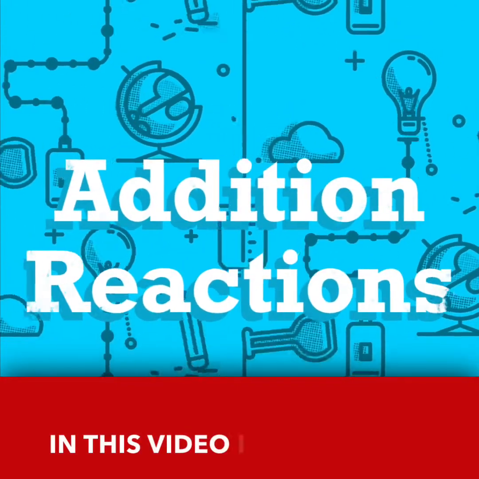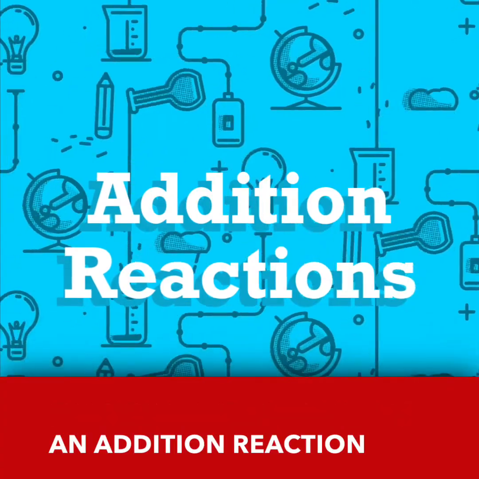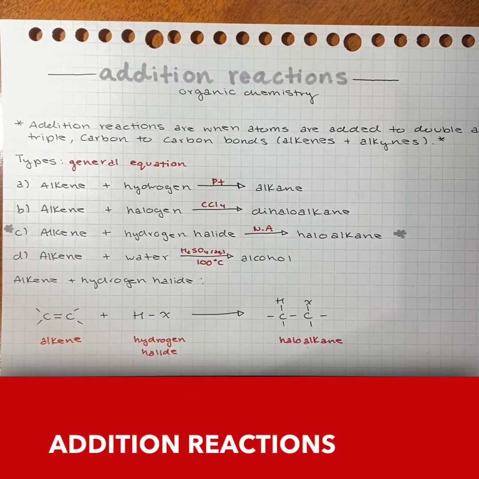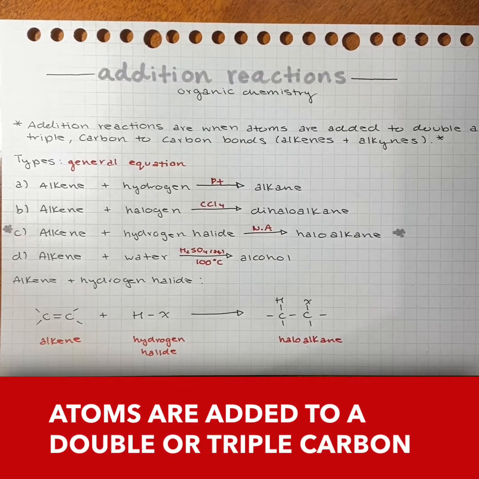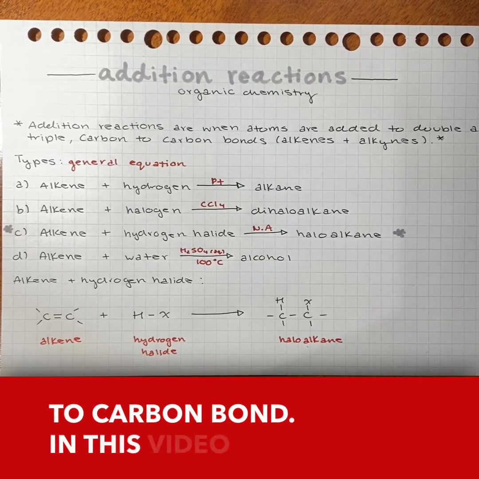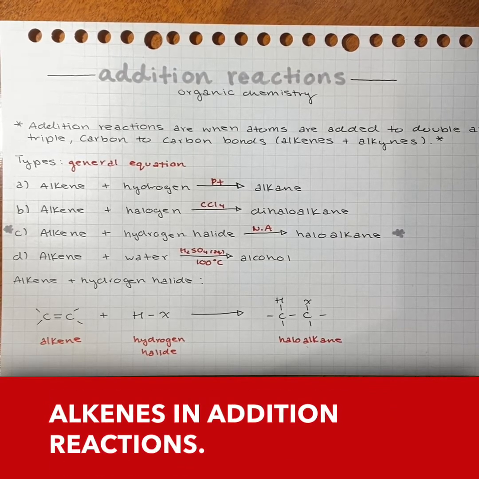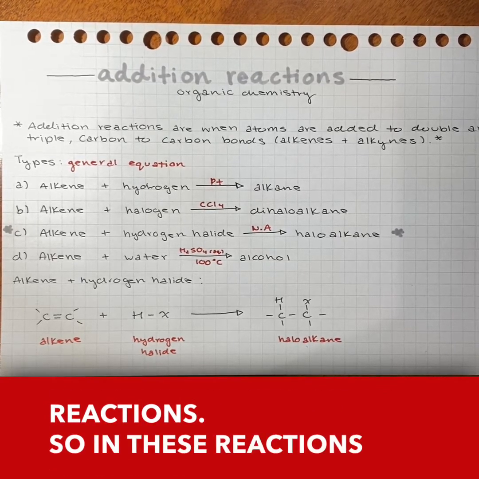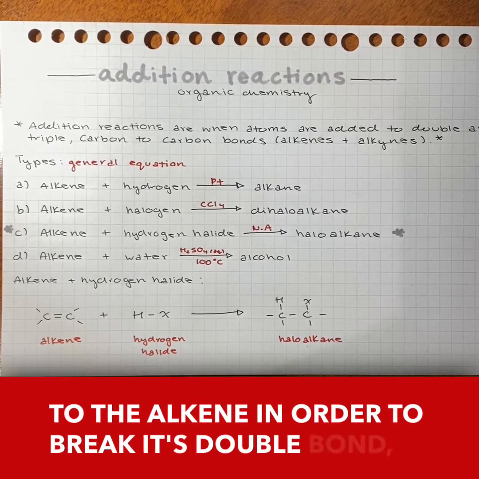In this video, I will be showing and explaining an addition reaction. Addition reactions are reactions in which atoms are added to a double or triple carbon-to-carbon bond. In this video, we will be specifically looking at alkenes in addition reactions. So in these reactions, a small molecule is added to the alkene in order to break its double bond.